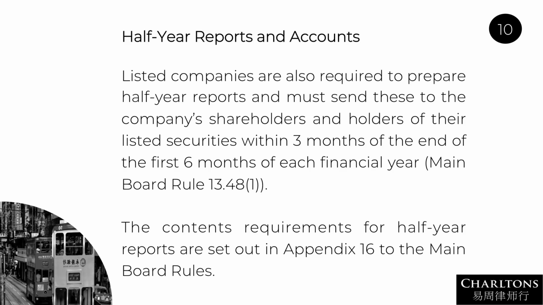2. Half-year reports and accounts. Listed companies are also required to publish half-year reports and must send these to the company's shareholders and holders of their listed securities within 3 months of the end of the first 6 months of each financial year. Main Board Rule 13.48(1). The contents required for half-year reports are set out in Appendix 16 to the Main Board Rules.